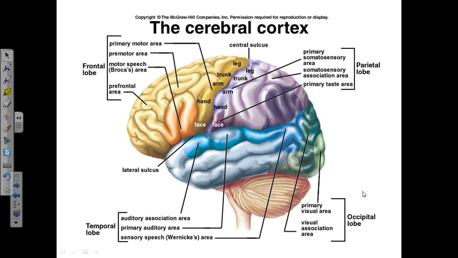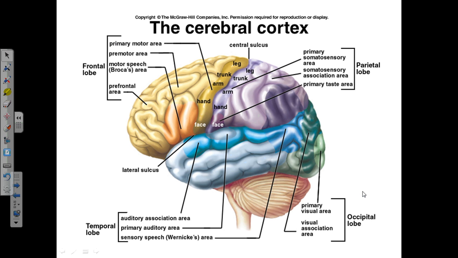Up the top back part of your head, on either side, are what are called the parietal lobes. Those have places for taste. Probably the most important thing in the parietal lobes is what's called the somatosensory area. Somato means what? Body. So this is where you sense things from your body.